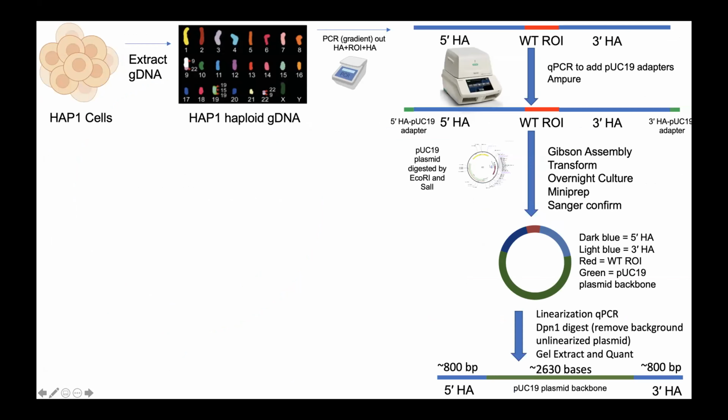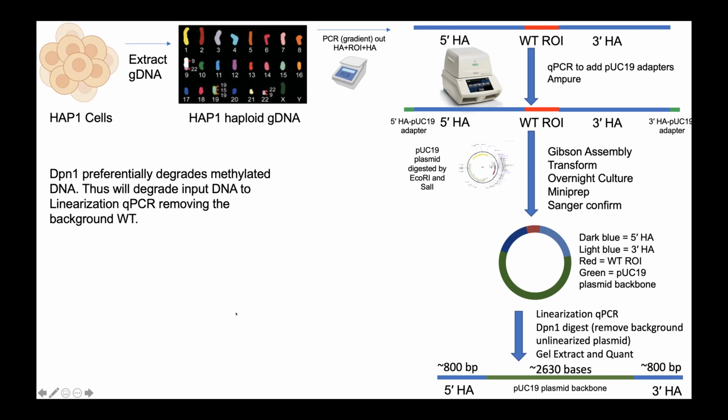There is a DpnI digest that happens. This removes the background of unlinearized plasmid because DpnI preferentially degrades methylated DNA. And because this circular plasmid went through a transformation, it will be methylated. And the PCR product that comes off of the linearization qPCR will not be methylated. And so you get this linearization qPCR, and the DpnI gets rid of the input wild type background. And now you have a backbone here that we can use to integrate the library. Like I said, DpnI preferentially degrades methylated DNA.